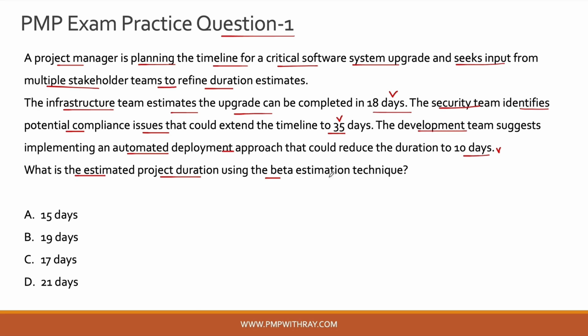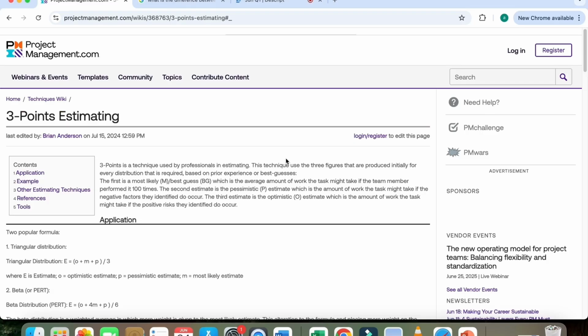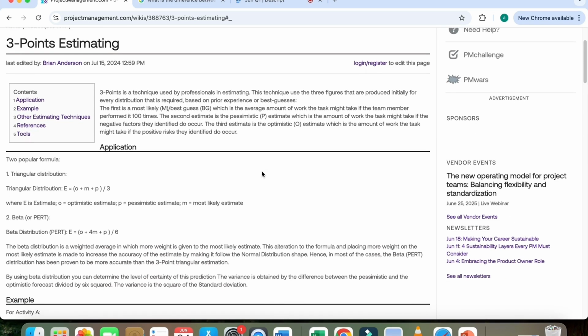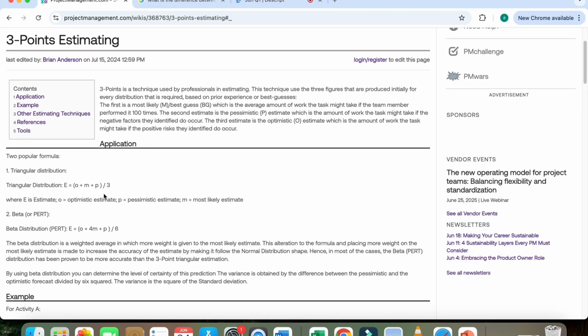Now to apply the correct formula, you need to understand the difference between the formulas of 3-point estimation or triangular estimation versus beta estimation. So if you look at this article from Project Management Institute, it talks about the 2 mostly used formulas for 3-point estimates. The first one is the triangular distribution, which is basically your optimistic estimate plus most probable estimate plus pessimistic estimate divided by 3. However, here the question is asking for a beta estimation technique, right?